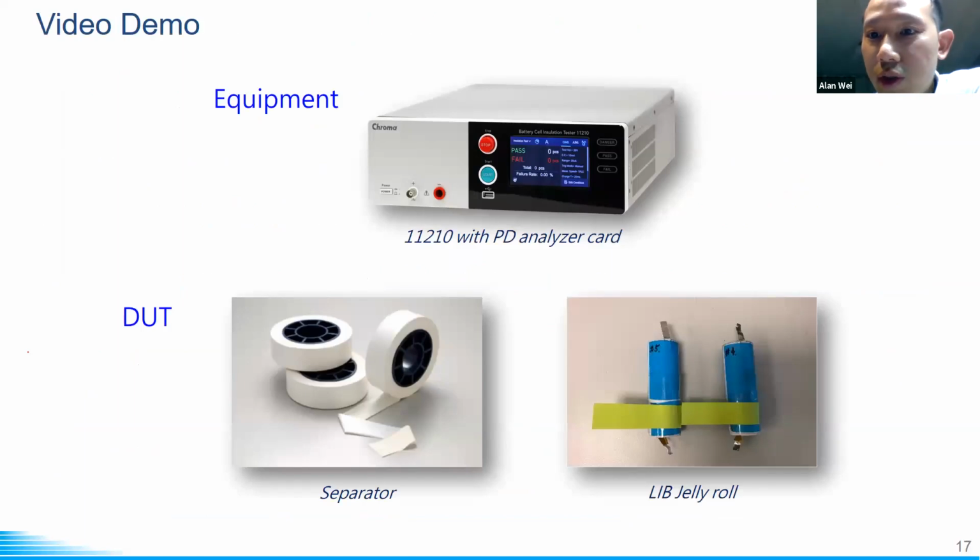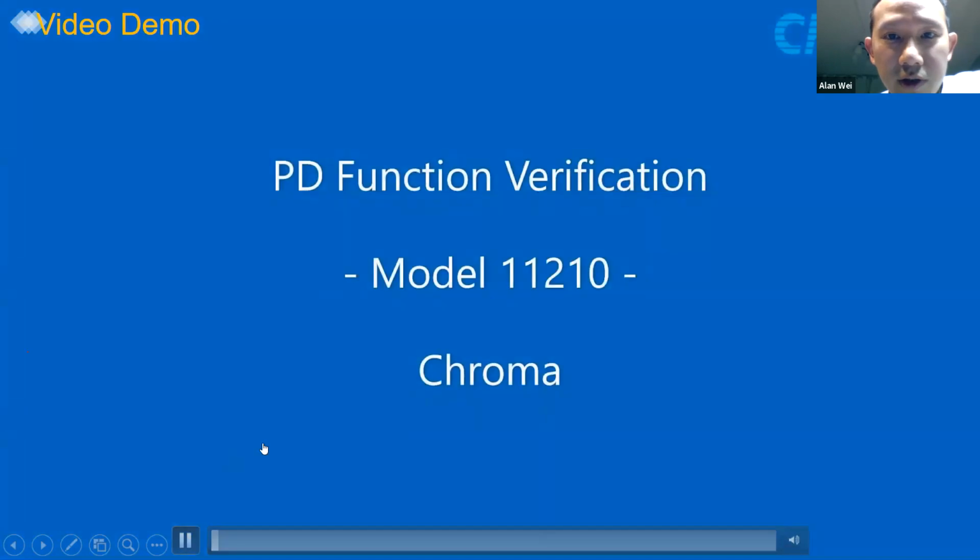Here's the equipment we use for the video. It's an 11 to 10 with a PD analyzer card. And the test samples will be two kinds. The first will be the separator. This separator is provided from a Japanese maker. And also the jelly roll. Let's start the video.